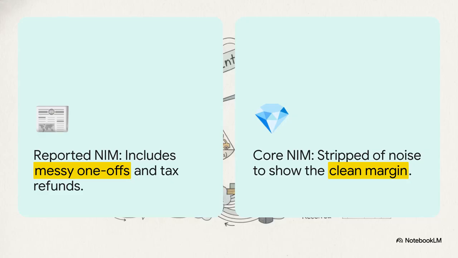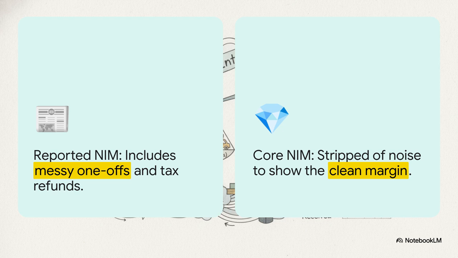All right, one last thing, and this is absolutely crucial if you're digging into quarterly earnings reports. There is a vital difference between reported NIM and core NIM. When a bank splashes its headline NIM number everywhere, that reported NIM often includes messy, one-off events. We're talking sudden interest earned on a random old tax refund or unexpected income recovered from a loan they thought was totally dead years ago.